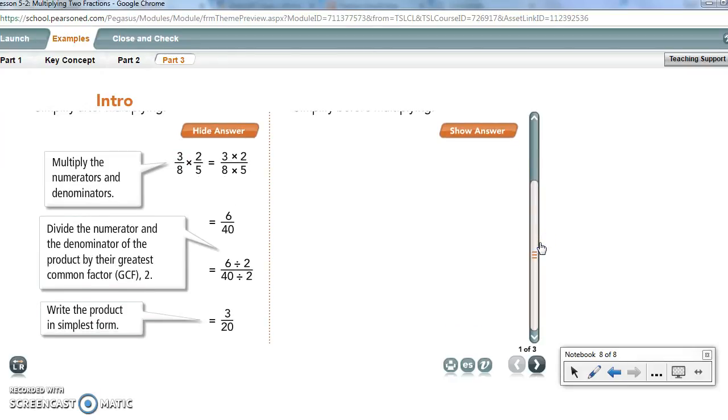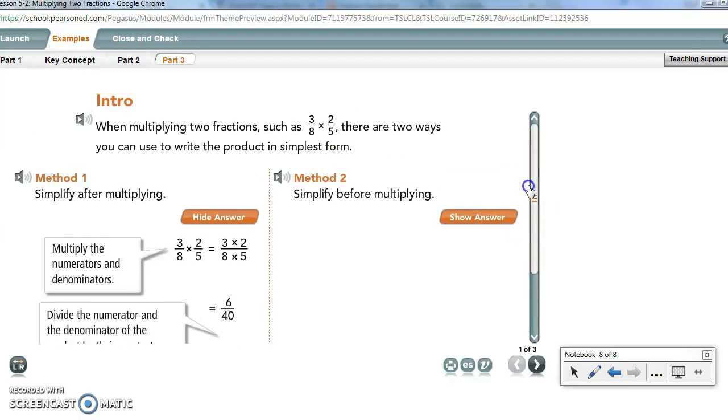So up top, they do 3 times 2, which is 6, and 8 times 5, which is 40. Okay, in here, they notice both 6 and 40 are even, so they divide by 2. 6 divided by 2 is 3. 40 divided by 2 is 20.